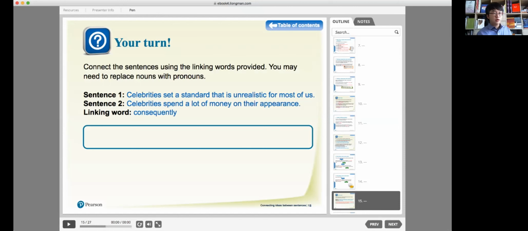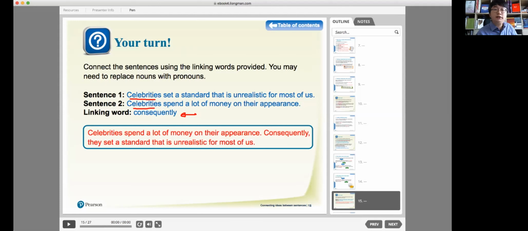All right. Let's do some exercise. Here, the first one, we have to connect the sentence using the linking words provided. So in this question, the linking word provided is consequently. But pay attention here, you can see the subjects of both sentences are the same: celebrities. So we will not mention it twice in the same sentence. We have to use a pronoun to connect them. So here is the answer.